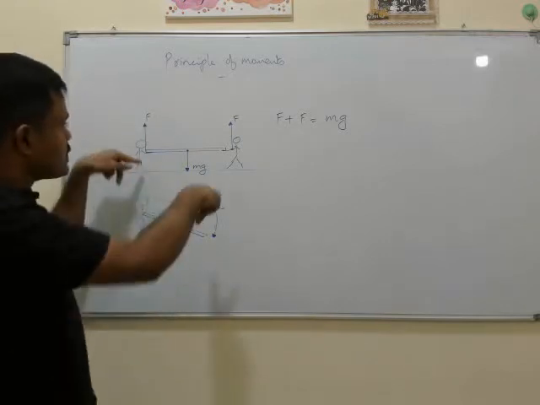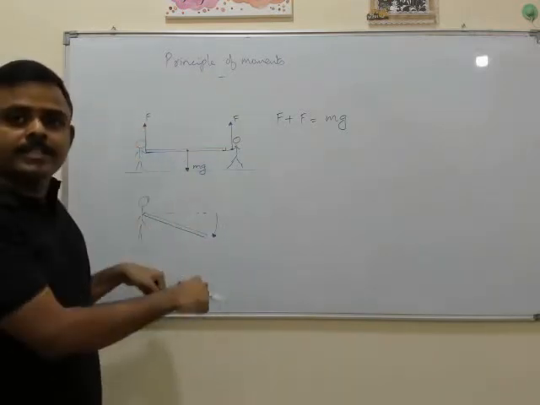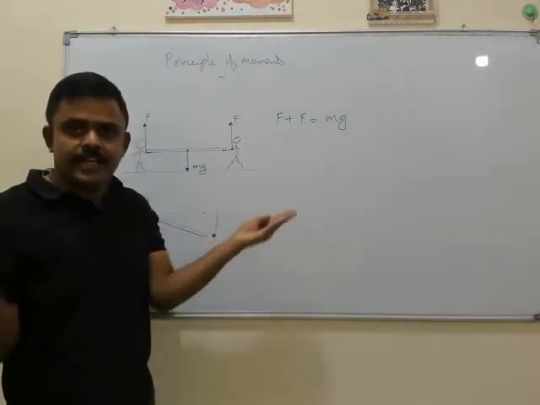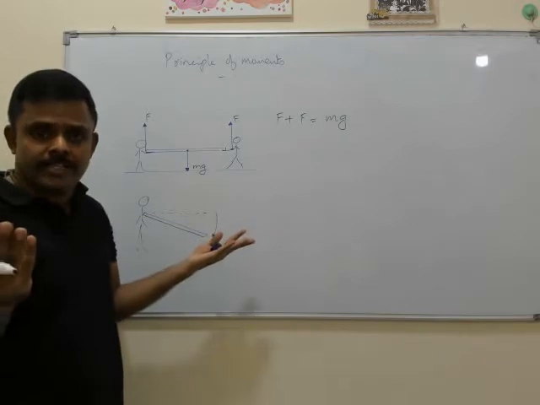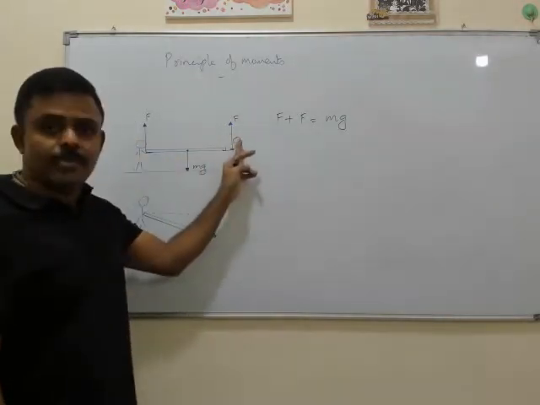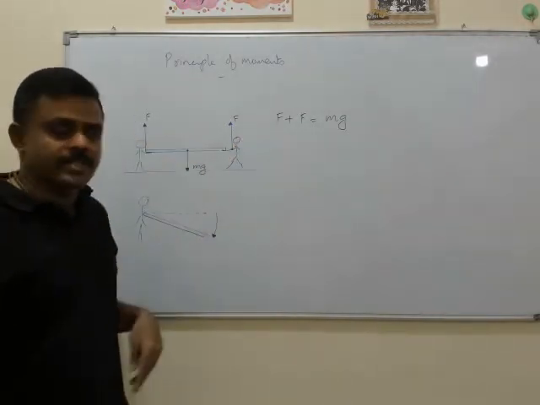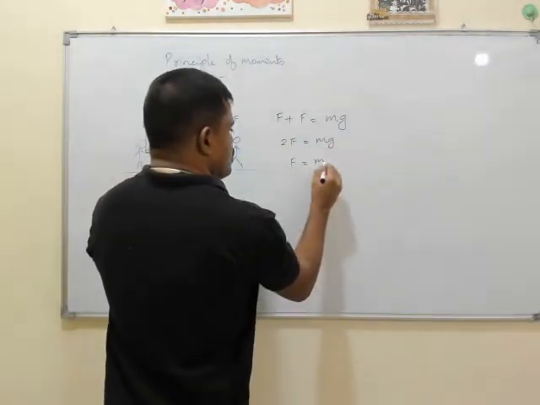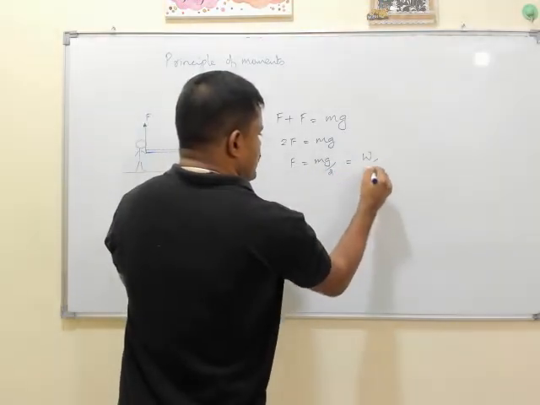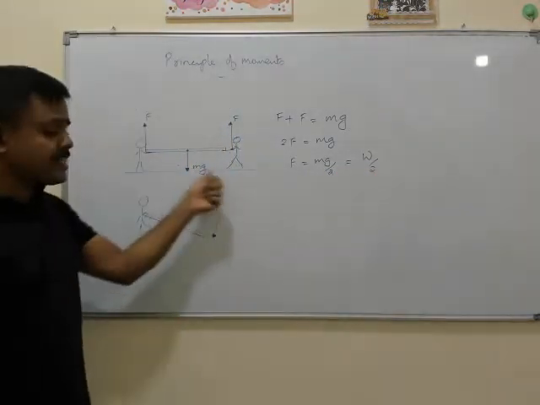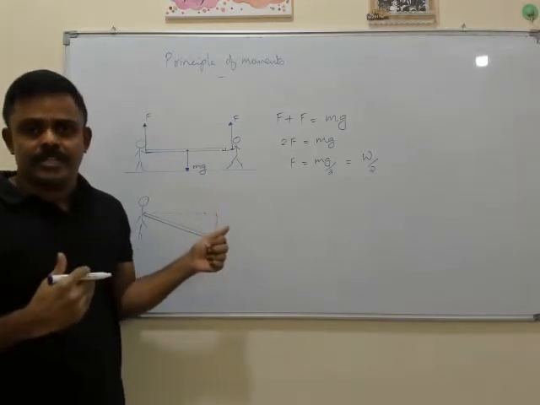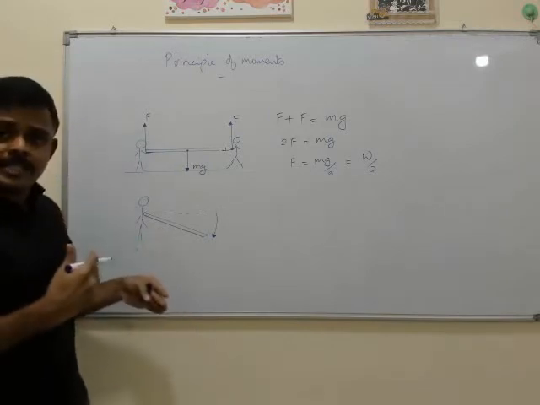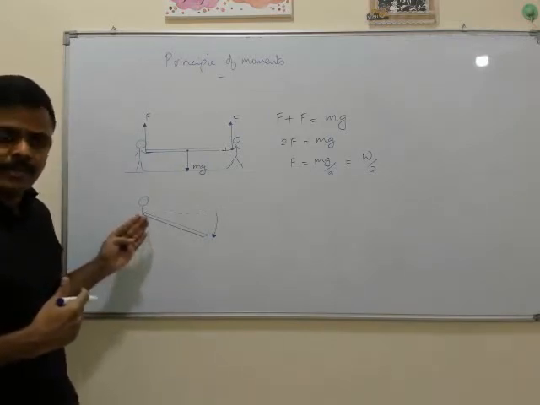Which means the net upward force must be equal to the net downward force. Upward force on this shoulder is F, on this shoulder is F. They are identical because both of them equally share the weight. Okay? So F plus F should be equal to the weight mg downwards. So 2F is equal to mg, or F will be equal to mg by 2. That means weight by 2. That means each of these guys would get half the weight on his shoulder. But in the changed scenario, obviously there will be lesser force on this body. I'll come back to that.